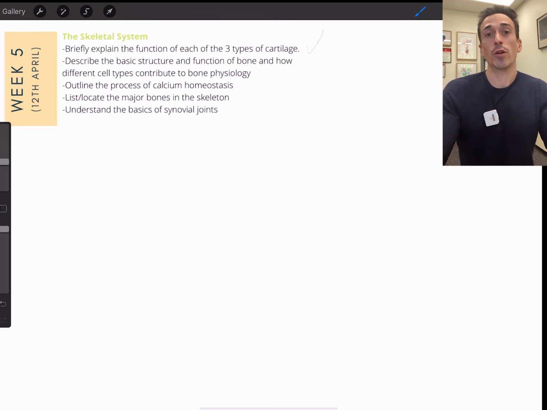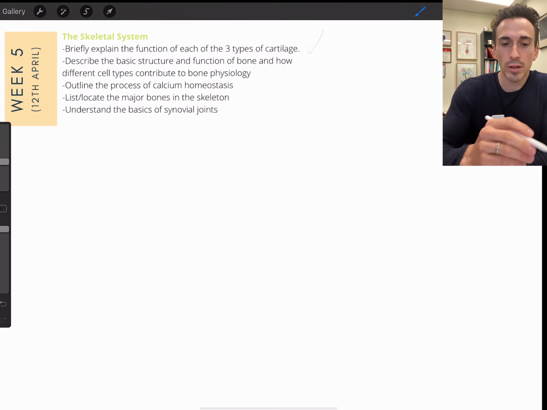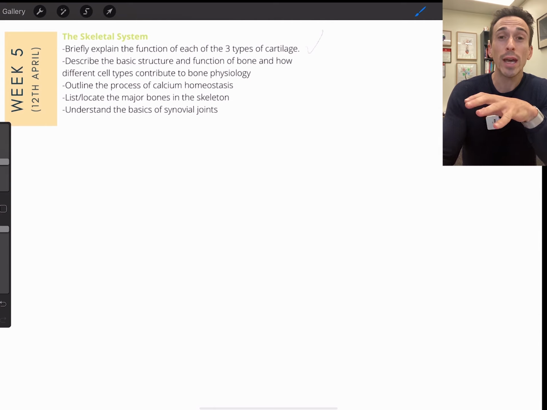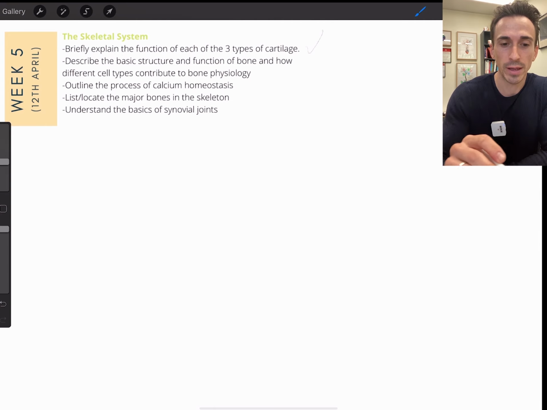In this lab, we're going to focus on the learning outcomes that we look through in the week 5 content, which is the skeletal system, or at least cartilage and the skeletal system. So I've got the learning outcomes here up on the screen, and the types of learning outcomes we're going to focus on today. Firstly, the learning outcomes for this topic include briefly explain the function of each of the 3 types of cartilage. So that's the first point.